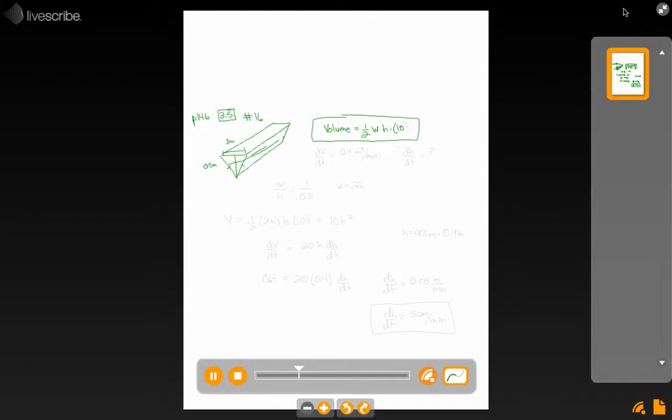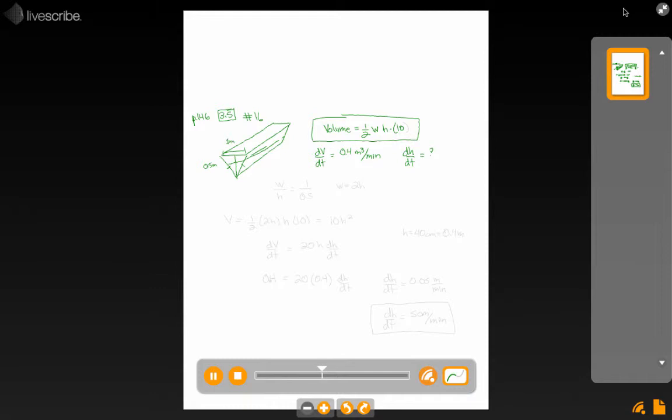We're also told in the question that the change in volume over change in time, the trough is being filled at a rate of 0.4 meters cubed per minute. So we're given dV by dt, and we're asked dH by dt, which is how fast the water level will be rising at a certain instant. They do try to mess with us with units a little bit, because they give some units in centimeters and some in meters. So just be careful that you have everything in meters.